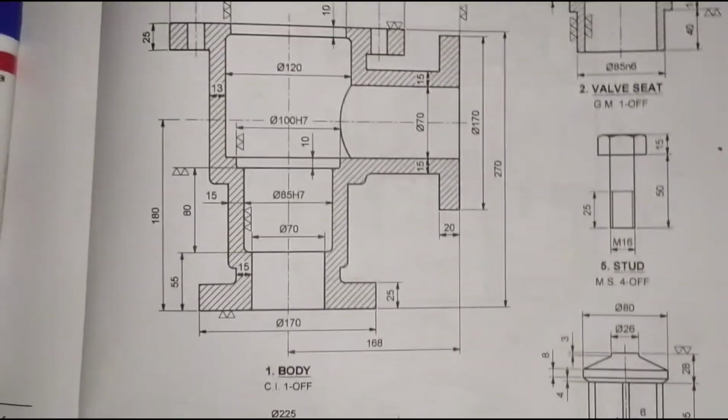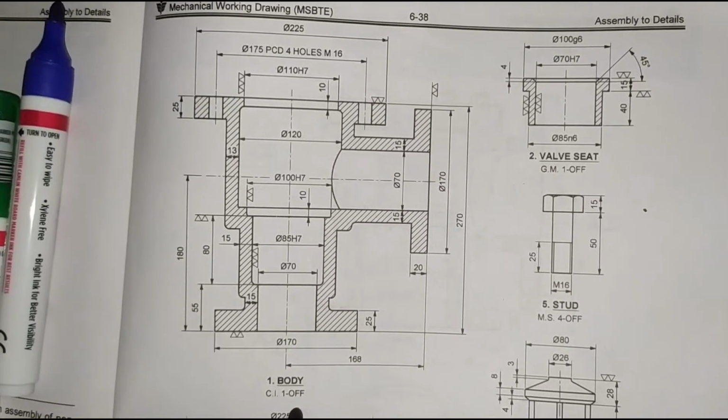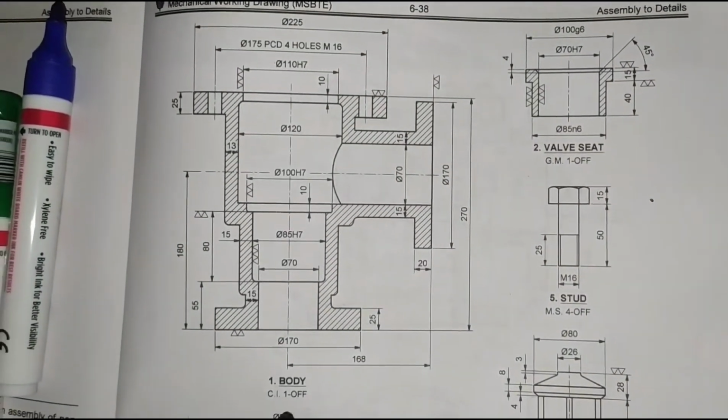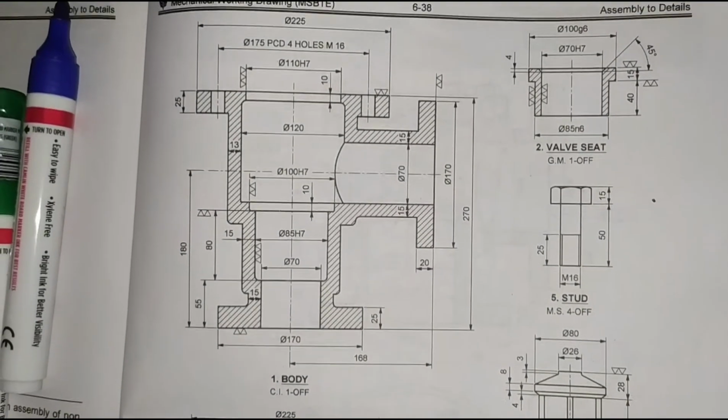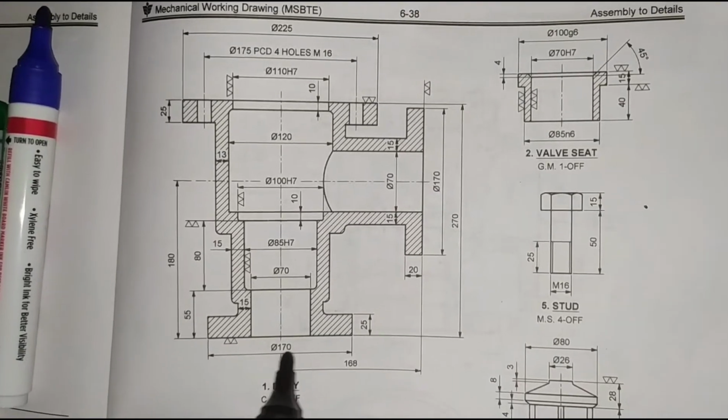The first part is the body. It is made of cast iron and it is a one-off. It is a vertical assembly. This is the vertical center line. First I will draw the vertical center line. According to our rule, according to our logic, first you have to draw this.